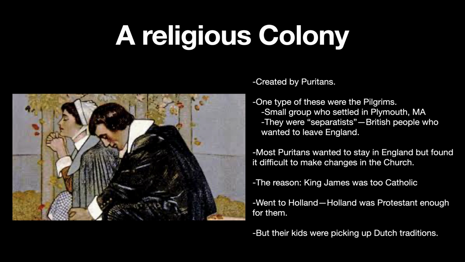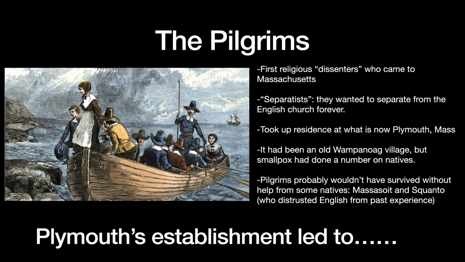We need to find a place where we can go and keep our religious traditions, but also allow ourselves to maintain the English identity that we have. So again, the Pilgrims were first. They were the first religious dissenters, meaning they came to Massachusetts, and they were separatists like we were mentioning, who wanted to separate from the English church forever. And they end up in Plymouth, Massachusetts.